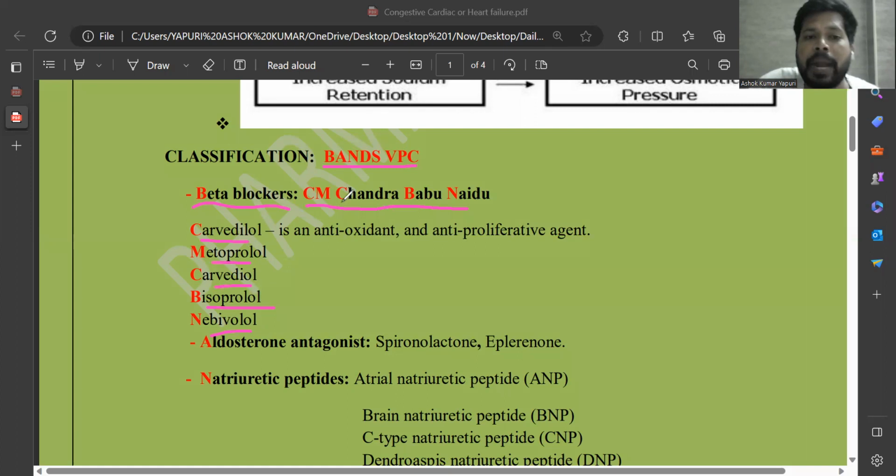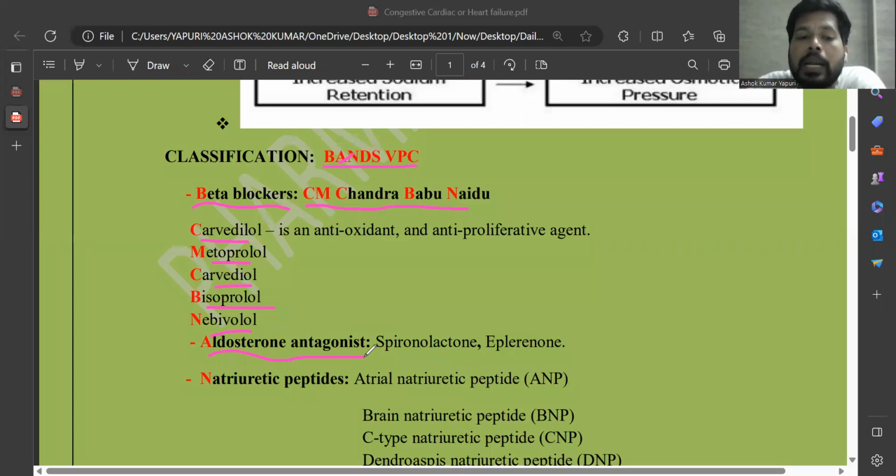The next category in BANDS VPC is the letter A. A means aldosterone antagonist. Especially in congestive heart failure, there is excess fluid accumulation in the heart that leads to excess fluids present in the body. So what is the role of aldosterone? Aldosterone causes sodium and water reabsorption. Increasing sodium and water reabsorption may also increase the fluid accumulation in the heart. That's why we have to block the aldosterone receptor.